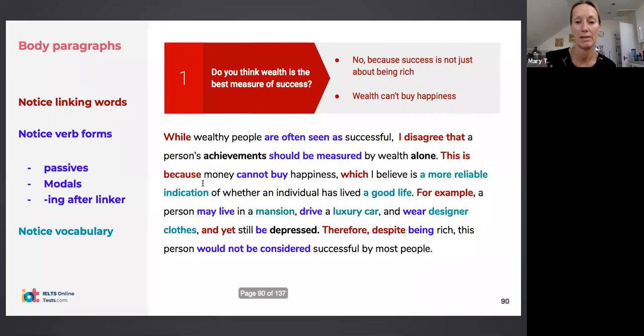And vocabulary. Okay, so we've got more reliable indication, a good life, mansion, luxury car, designer clothes. So it's quite simple vocabulary, but a few collocations in there. So just make sure that you know which words collocate with words like clothes, for example. So we usually say designer clothes, luxury car, good life. Rather than learning individual words, try to learn phrases, because you will become fluent more quickly and it will just really help your writing.